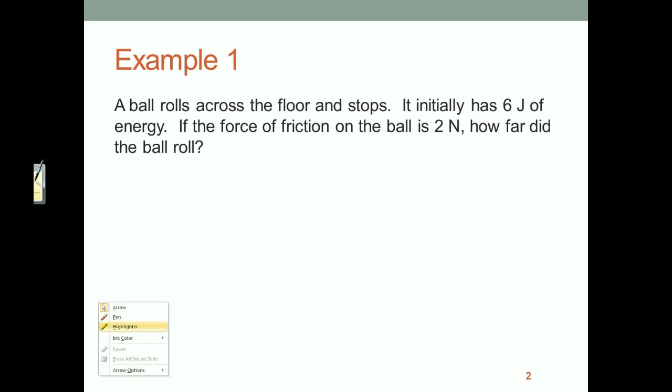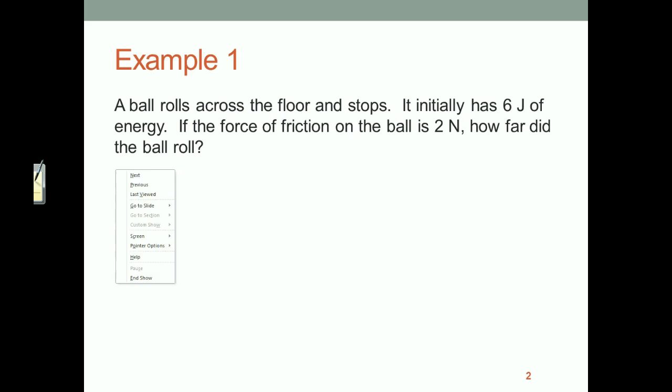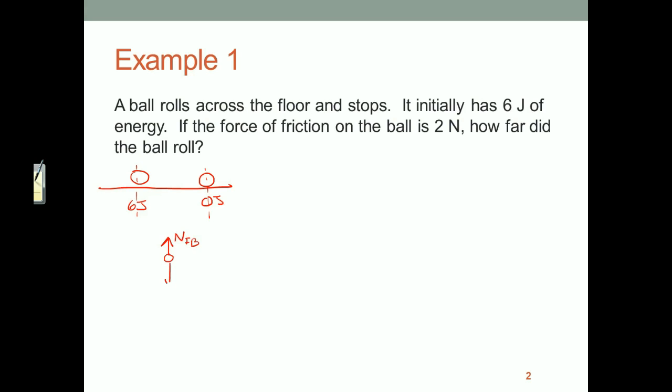So as always, pictures are good. Here is the starting position of my ball. It has 6 joules of energy. Here's the ending position. It is not moving. So all the energy has been lost. And if we look at the free body diagram of the ball, we have a normal force from the floor on the ball. We have the ball's weight. And we have friction opposing the motion.